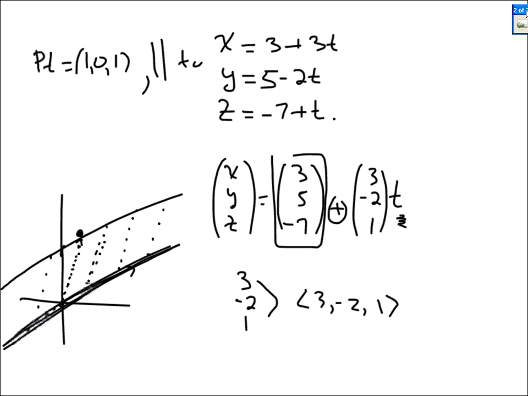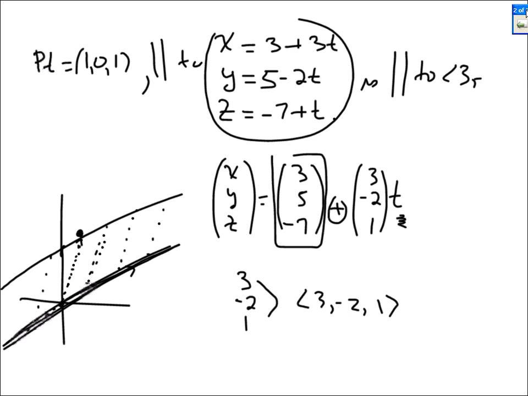The point I'm getting at is, if something is parallel to this, that is parallel to just this (3, negative 2, 1). We can ignore this, because this line is parallel to this line. And you should ignore it. Not only can you, you should.